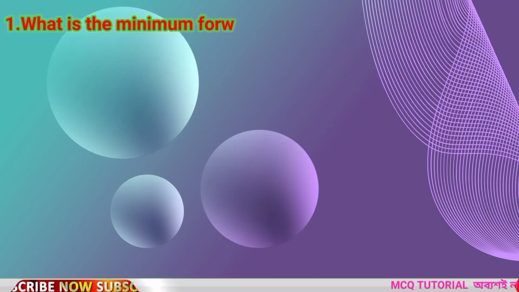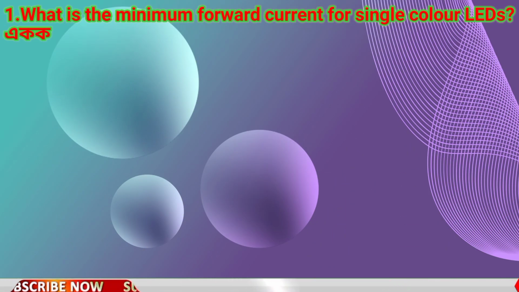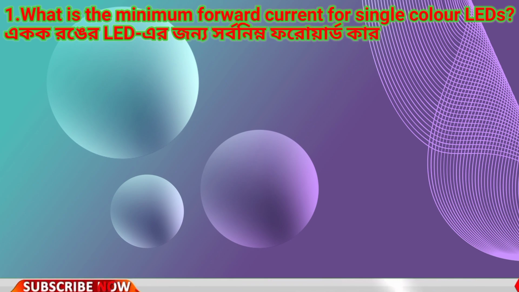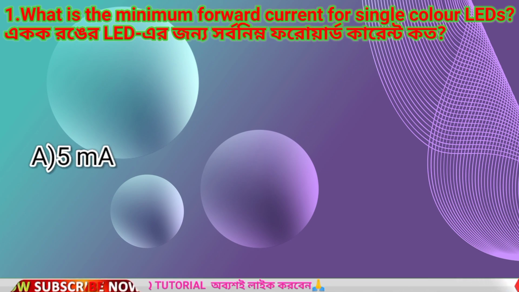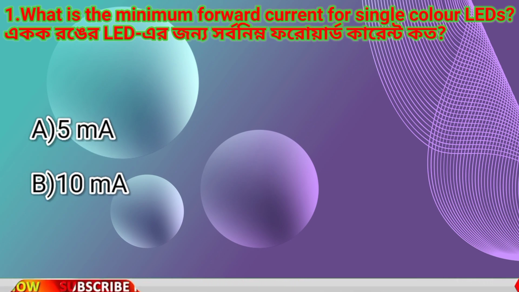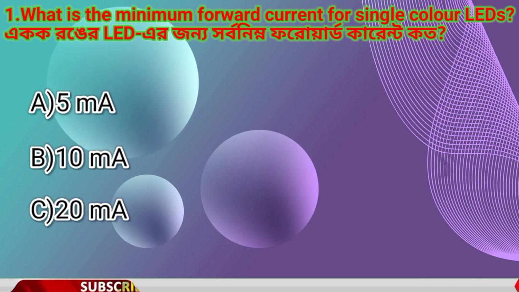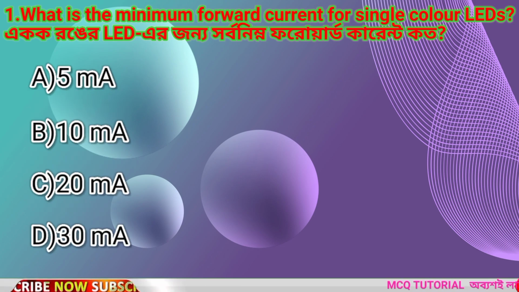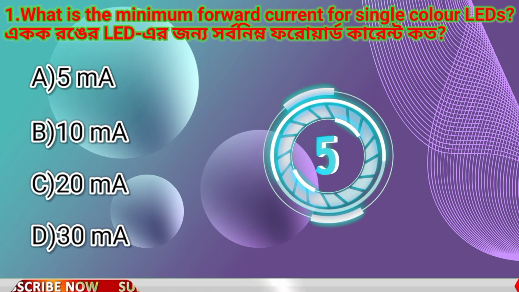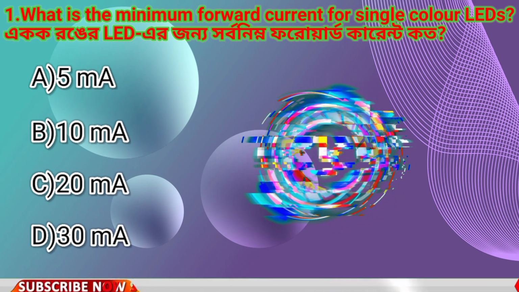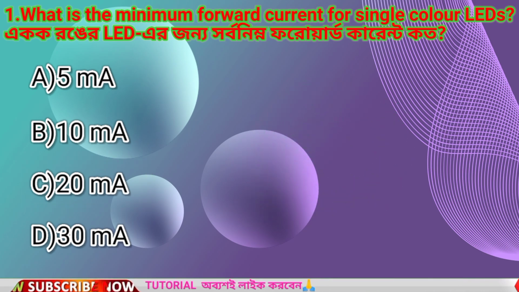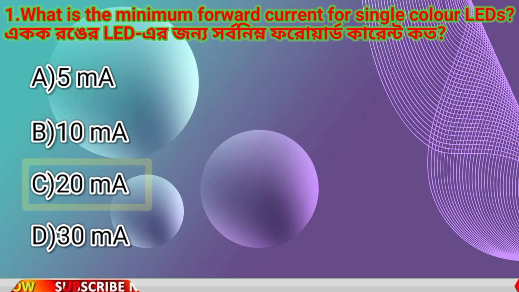What is the minimum forward current for single color LED? Option A 5 mA, option B 10 mA, option C 20 mA, option D 30 mA. উত্তর হবে অপশন সি 20 mA.